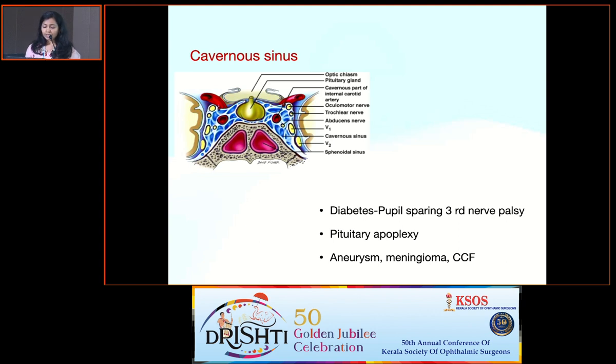After the basilar portion, it goes into the cavernous sinus, where the nerve fibers are arranged like this: oculomotor, then the trochlear, the first and the second divisions of the trigeminal, and the abducens nerve at the center, along with the internal carotid artery. So here, any lesion causes multiple cranial nerve palsies at the cavernous sinus. Different lesions which occur here are pituitary apoplexy, diabetes, aneurysms, or meningioma.